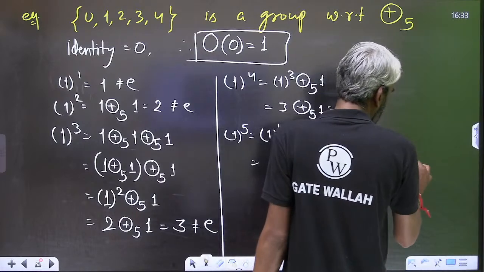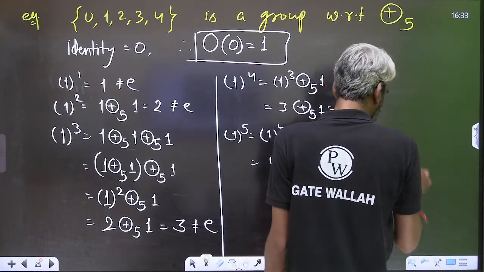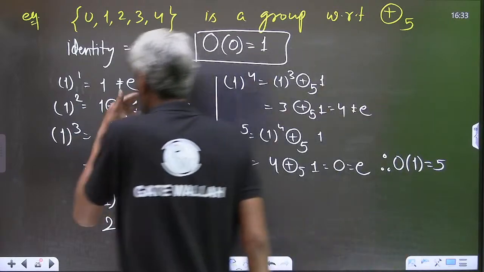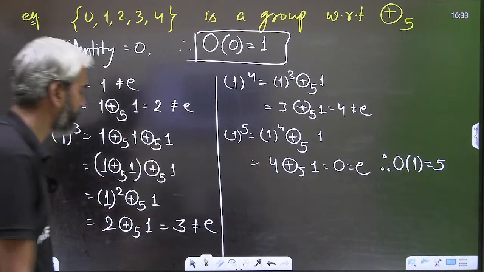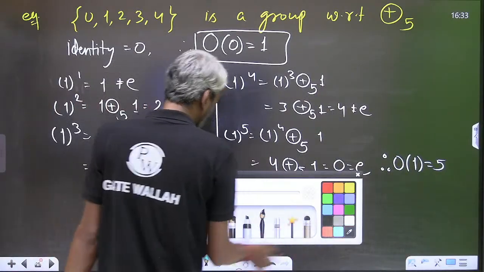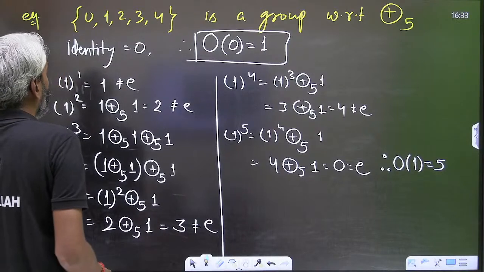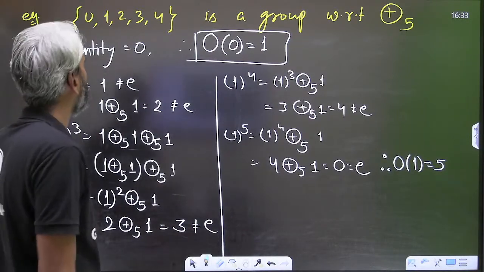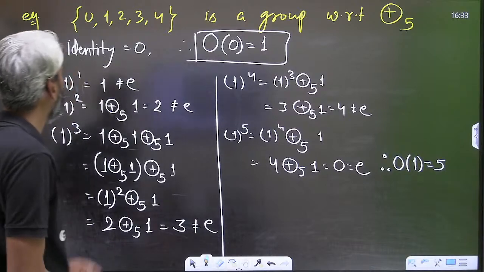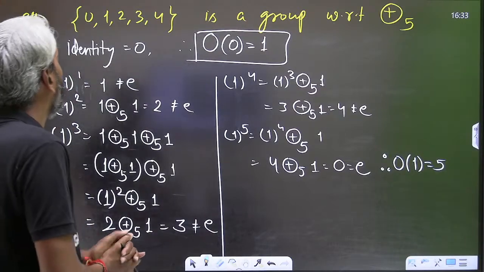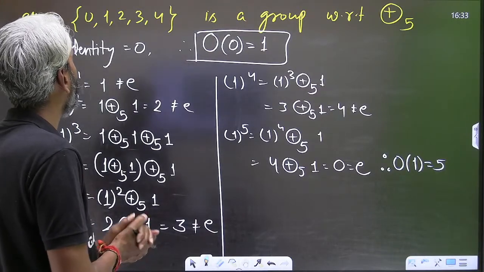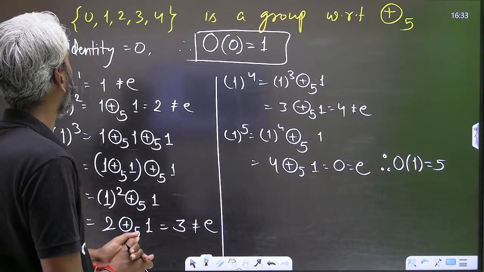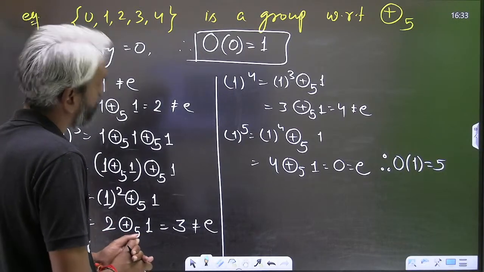Therefore, the order of 1 is equal to 5. I have given you an idea, so I'm simply writing the order for the other elements. You can simply cross check. So the order of 2 will also be 5.